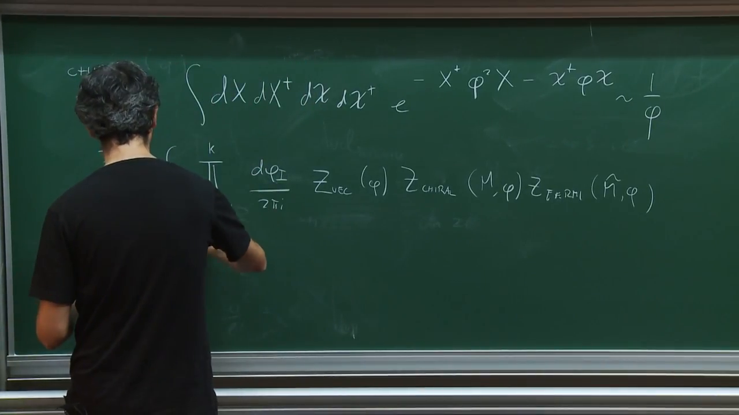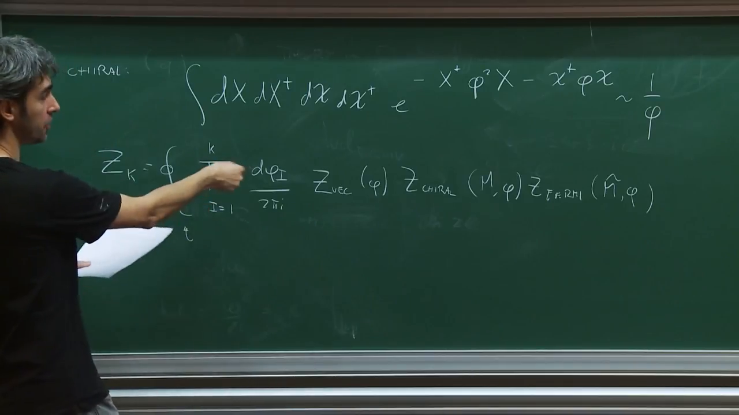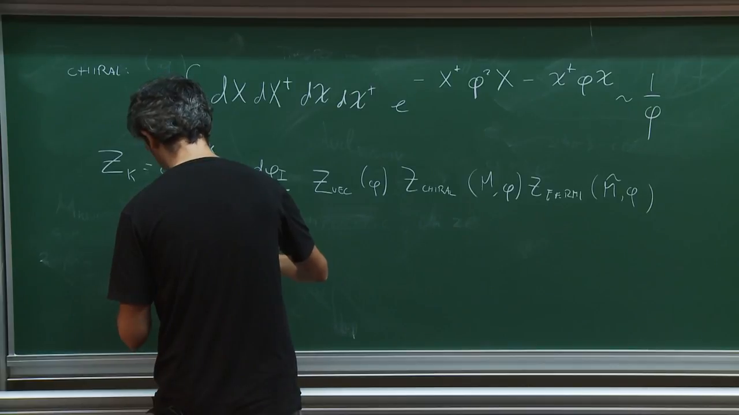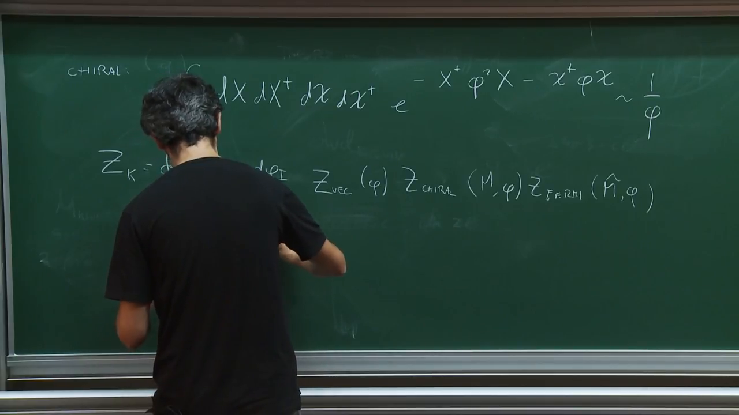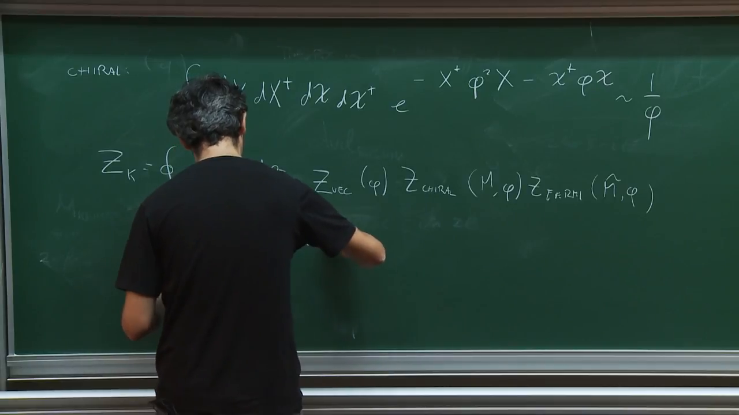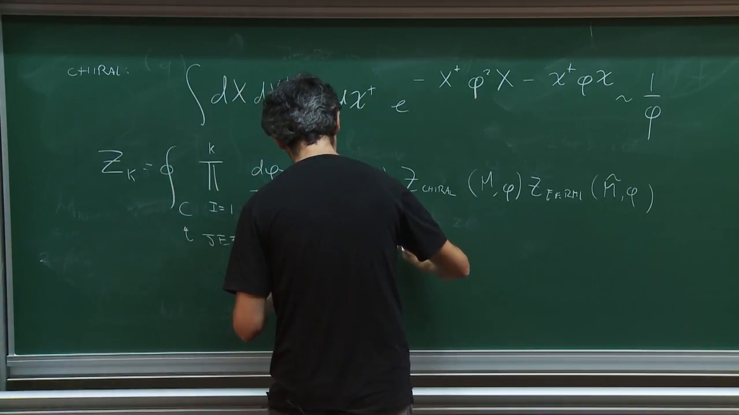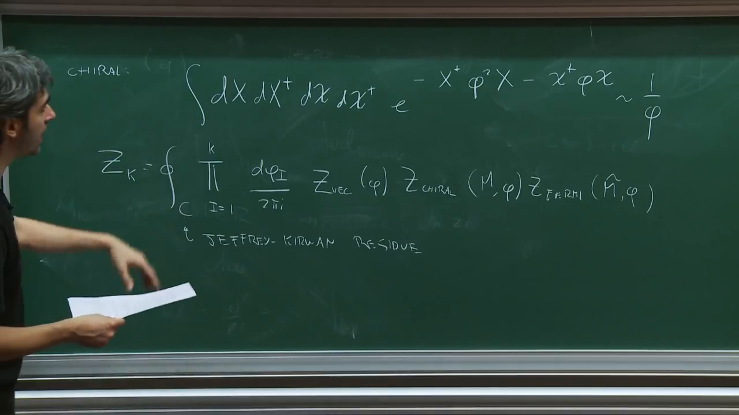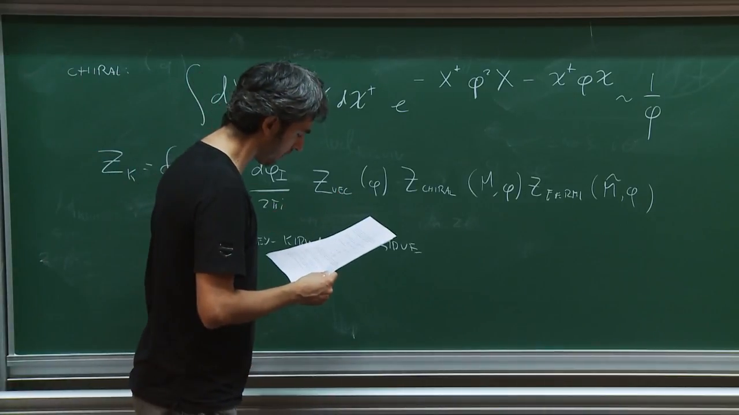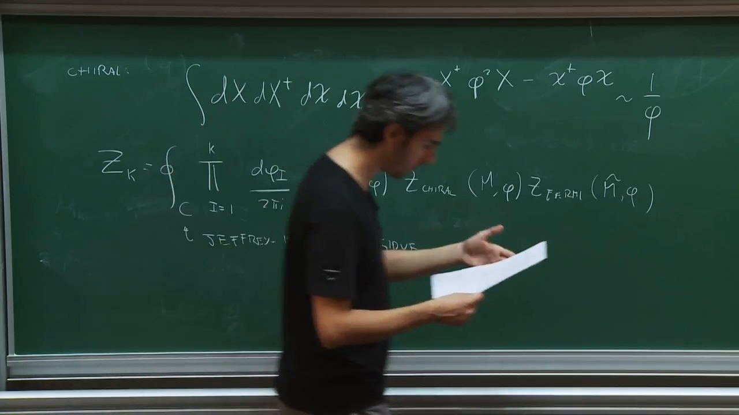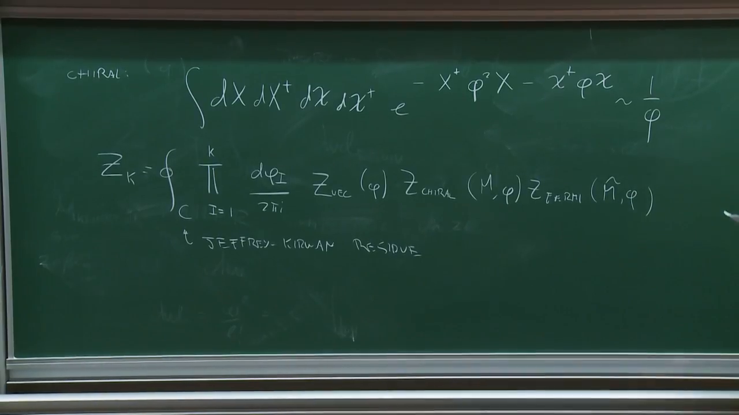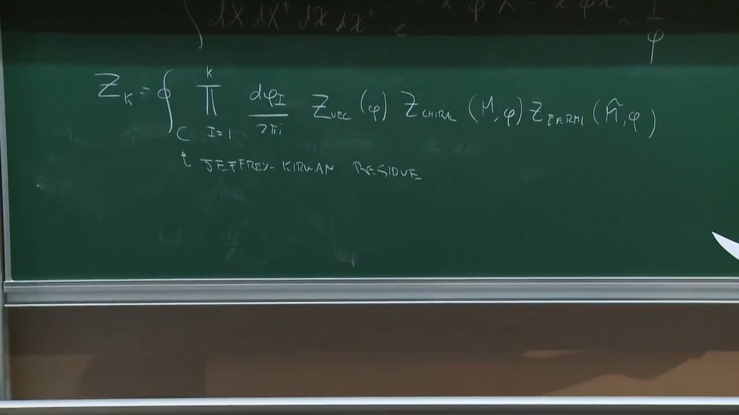So let me just say that this contour integral is essentially a residue, and this contour is called the Jeffrey-Kiwan residue. We will see in a moment what this is and how it arises. Since I didn't give you any detail, it's useful at this point that I describe what the fixed points are and so on. But one can do this, and one can get some expression. So maybe let me just write the final expression.